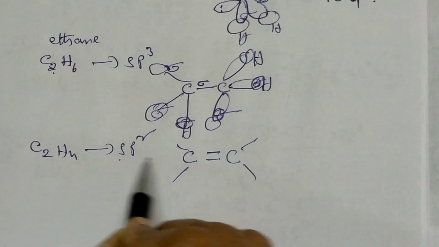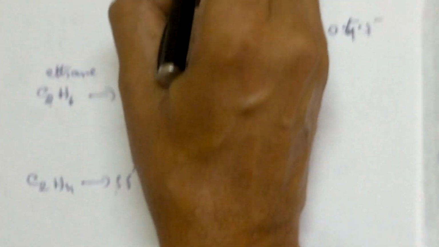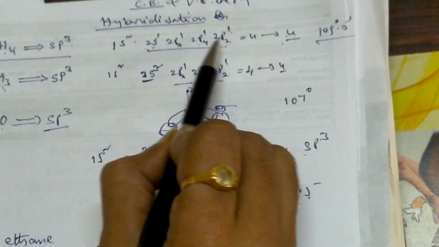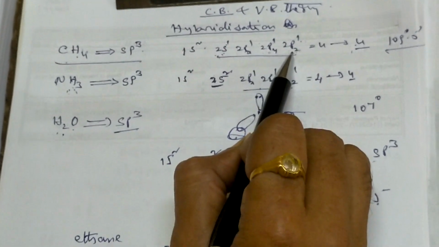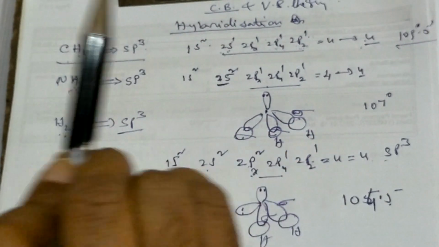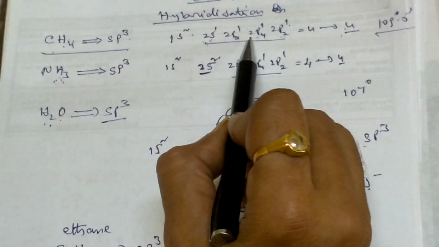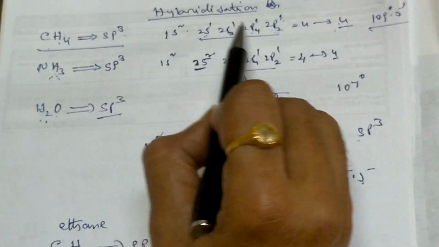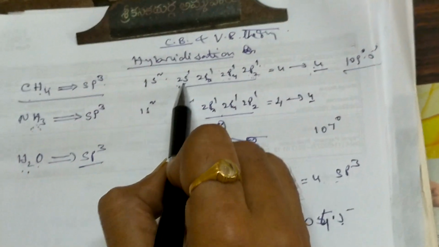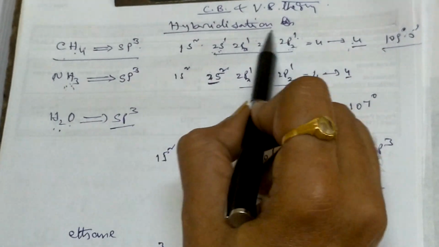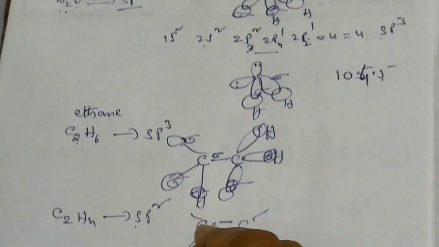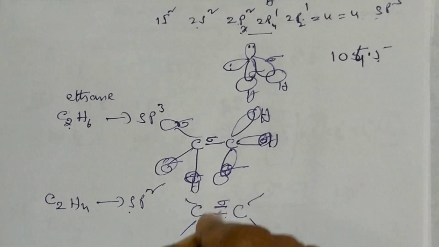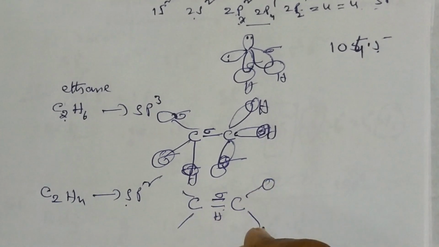Only one s and two p orbitals are participating in the hybridization. This is specially for carbon. See, sometimes it will form with three, sometimes with two, sometimes another one also. So here it is forming with the two p orbitals and one s orbital, making one sp2 hybridization, and one bond is a sigma bond, another bond is a pi bond with the hydrogen.